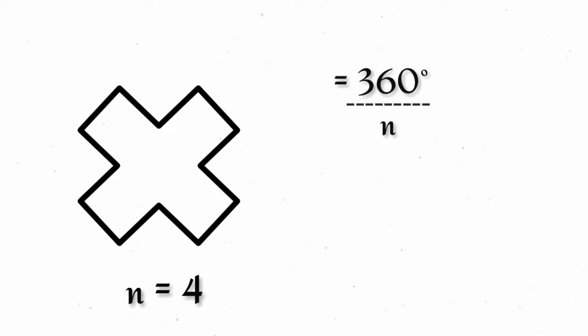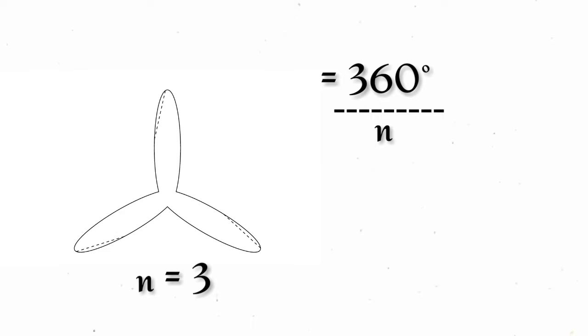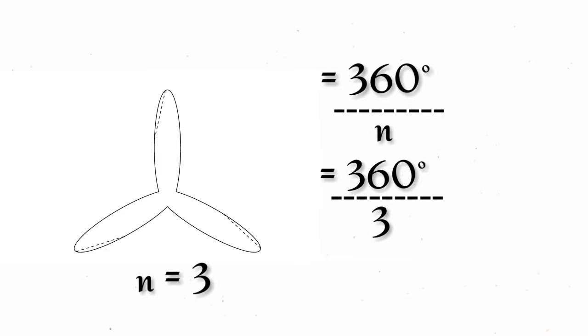Next, for a cross, since it has 4 sides, the value of n will be 4. Substituting 4 in the formula 360 degrees divided by n, it will be 360 degrees divided by 4, and the answer will be 90 degrees. For this example, since the boomerang has 3 sides, n will be equal to 3. So 360 degrees divided by 3, the angle of rotation will be 120 degrees.